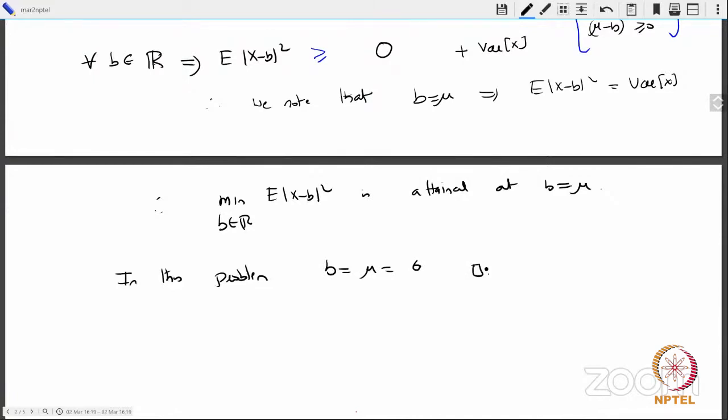Is that clear? Can people on chat just tell me if it's clear or not clear? Very good. The answer is 0.6.